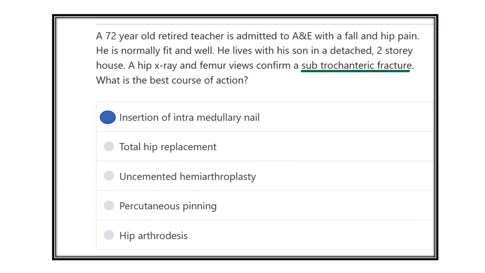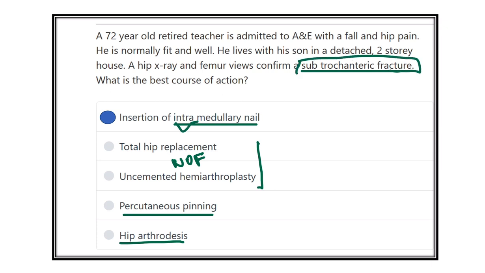So in this case, as it is the subtrochanteric fracture, what is the option? Direct answer, it is the intramedullary nail. Other options such as the total hip replacement and uncemented hemiarthroplasty are usually done in case of the neck of the femur fracture. Percutaneous pinning is not possible because the fracture is so deep that the pinning is not possible, and hip arthrodesis is also not possible. So the best option is intramedullary nail insertion in case of the subtrochanteric fracture.